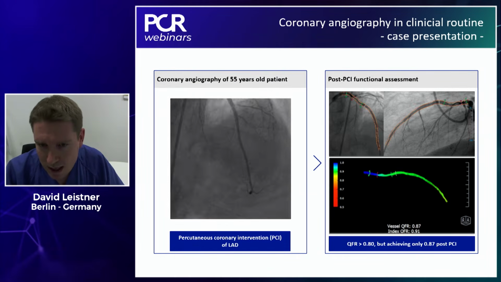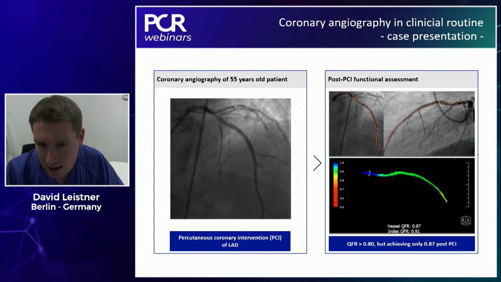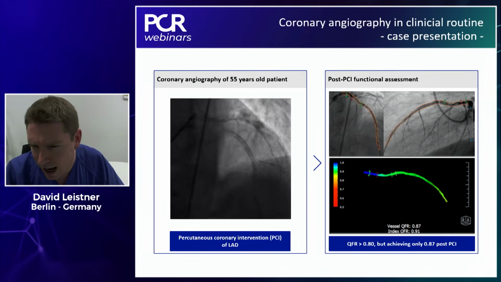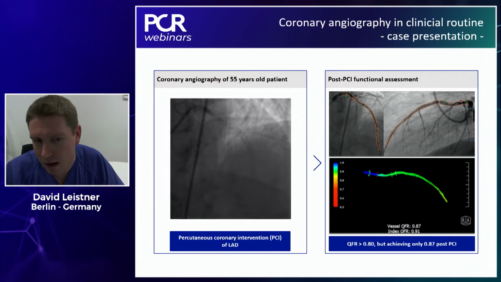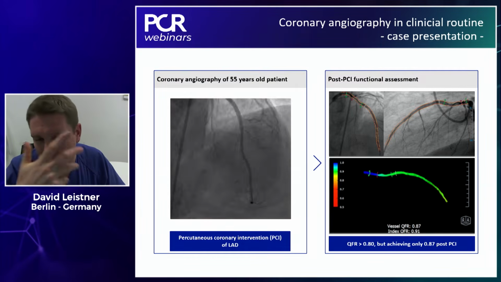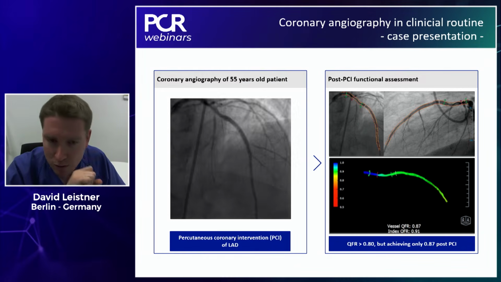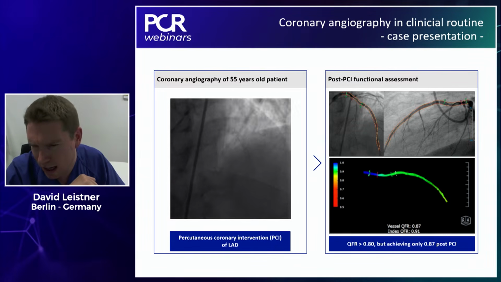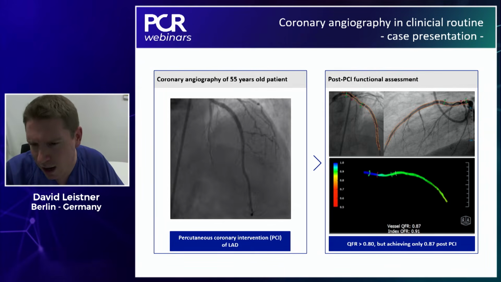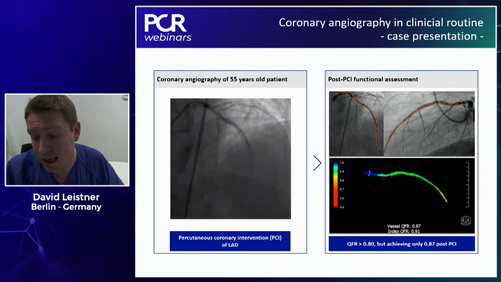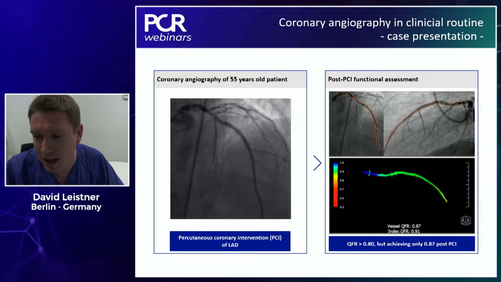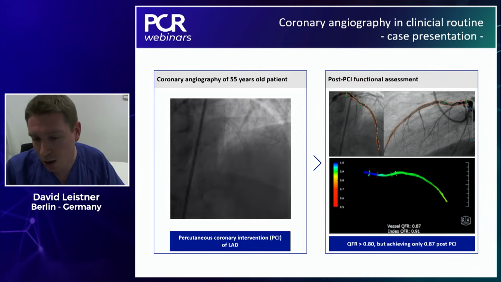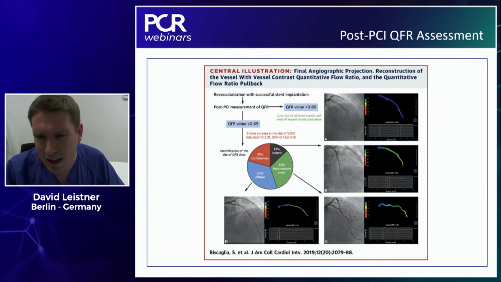And so what we did was PCI of the LAD, which was quite easy. And after this, we calculated the QFR. You see angiographically a very excellent or perfect result with a bit of plaque in the proximal part. And we calculated the QFR, and this is 0.87. So this is over a cutoff of 0.8, but it's not normal, not 1.0. So what does this mean?